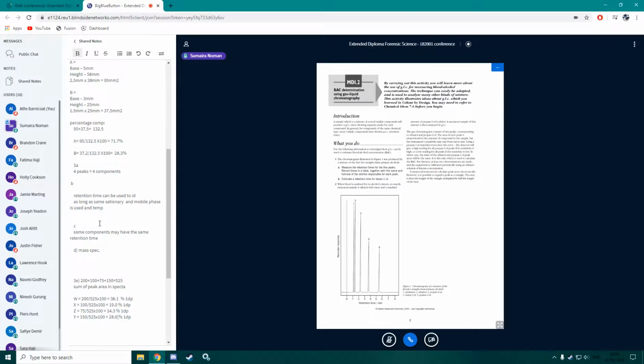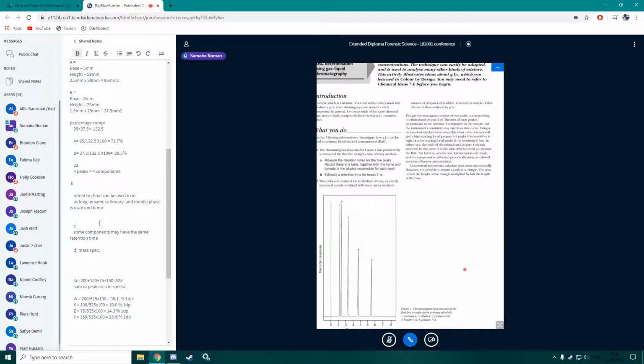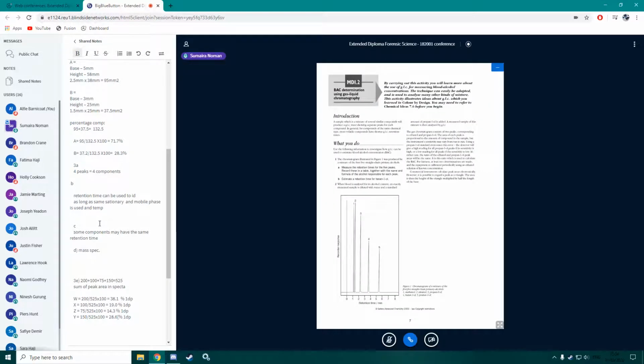Okay, and I'm going to enlarge it slightly because I can't read it on that tiny screen. Right, and so here, this technique illustrates how gas liquid chromatography can be used to identify alcohol in blood. Okay, and there we go. So I'm just going to go through it with you. Let me zoom out again. Right, so let's start from the beginning. So determination using gas liquid chromatography.